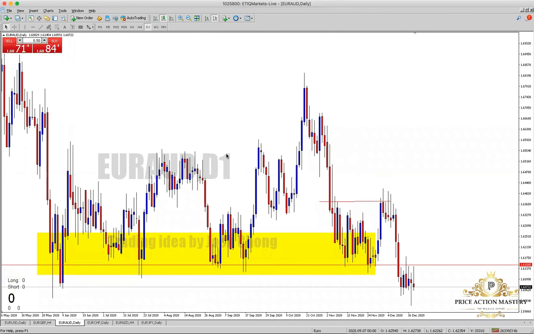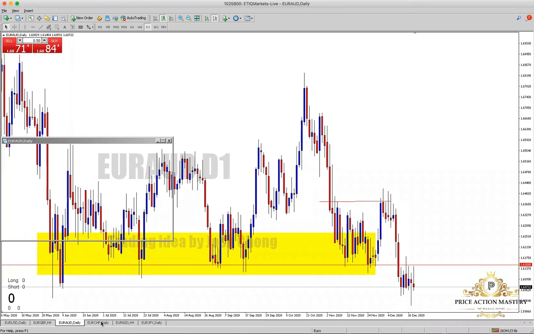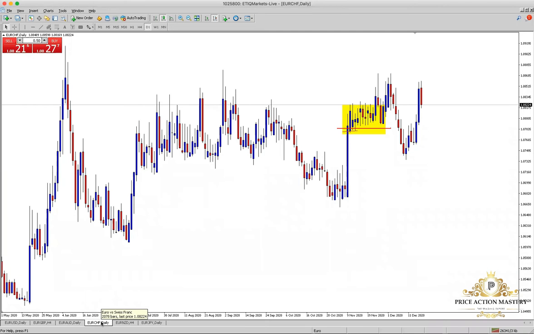Okay, for this Euro Aussie drop, very clear. So all this week I told you that you can sell around this area. You can sell any place around this area. Next will be Euro CHF. Okay, Euro CHF.